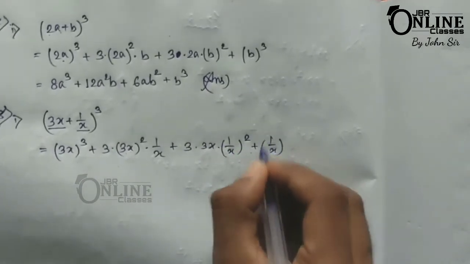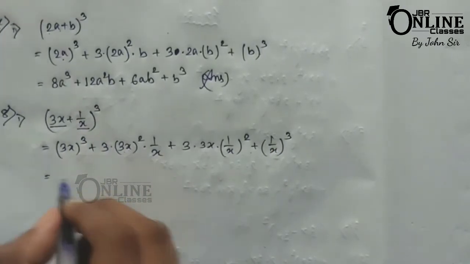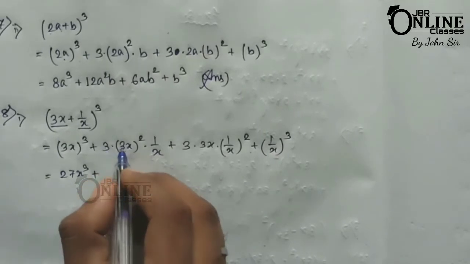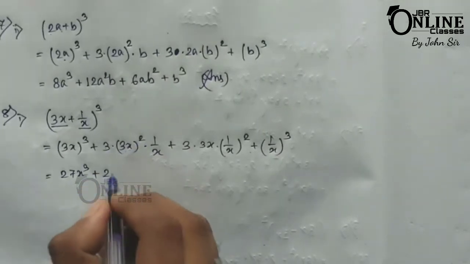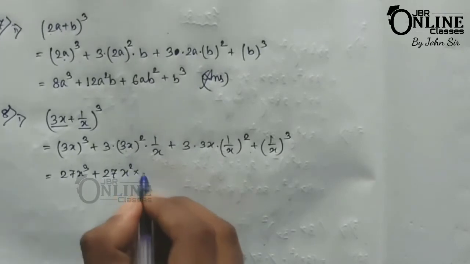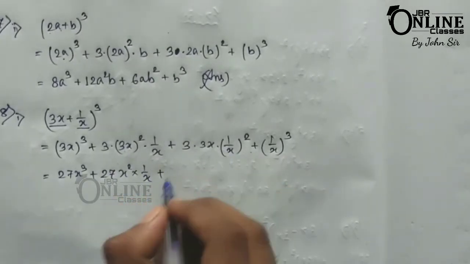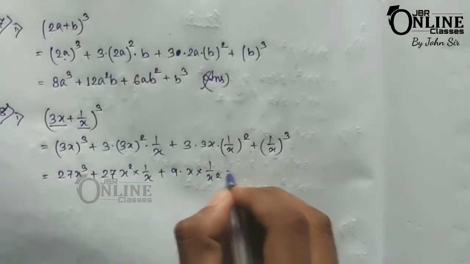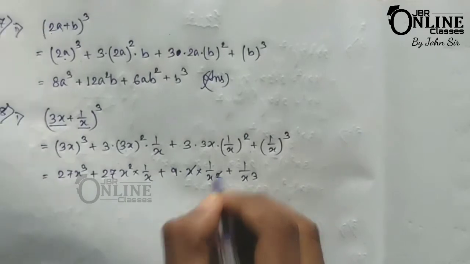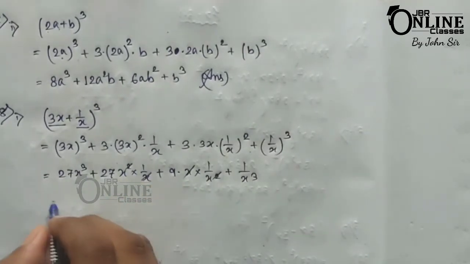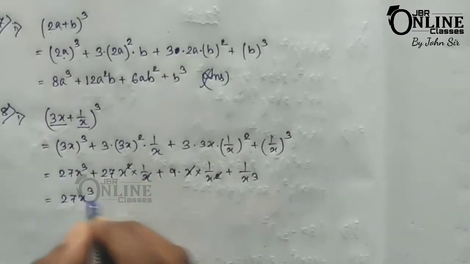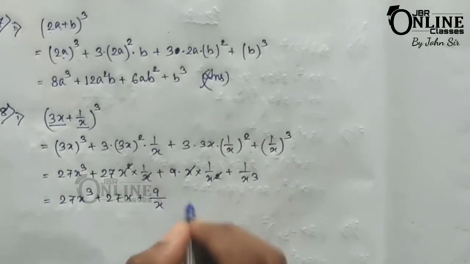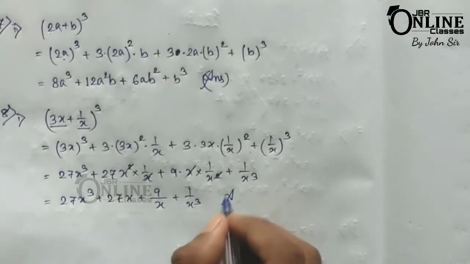So that equals 27x cube, and here 3 into 3 square means 9, so 9 into 3, 27, so 27x square into 1 by x, plus here 3 into 3, 9, and x into (1 by x) whole square, so 1 by x cube. Now x square cancels out, so finally 27x cube plus 27x plus 9 by x plus 1 by x cube. That is the final answer.